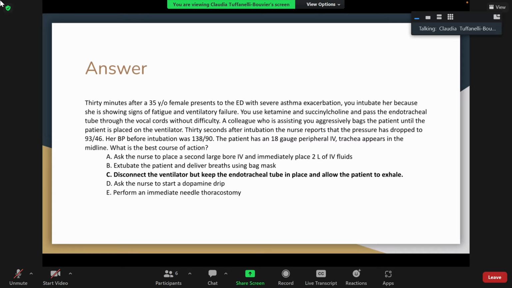But in the case of a pneumothorax, say for answer E, the needle thoracostomy, this would be a tension pneumothorax. In order to decrease the blood pressure, you have to have a tension pneumothorax, which would cause a shift of the trachea from the midline, and here it says your trachea is in the midline. So in this question, it's hinting to you, probably not a pneumothorax because the trachea is midline.